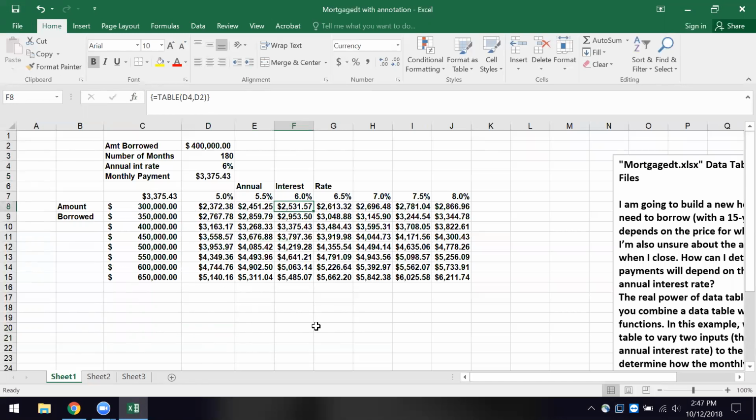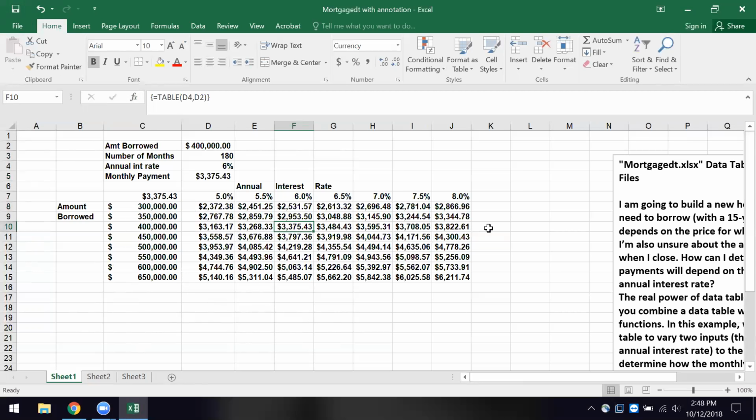Yeah, it doesn't look right. We got D4 and D2. So that should be, we borrowed 300,000. No. We borrowed 400,000. Excuse me, everybody. We borrowed 400,000. I'm silly. Here, yeah, we're right. They equal.